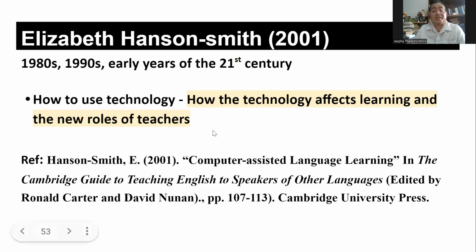The book said that the focus should be on how the technology affects learning and the new roles of teachers. So we realized that technology would affect learning and we have to adopt new roles, like 20 years ago, at least.